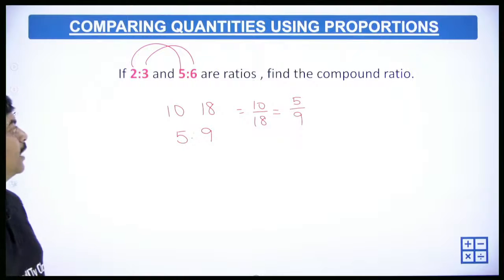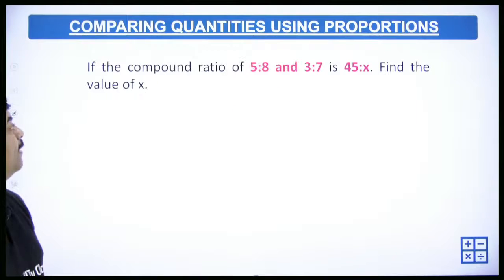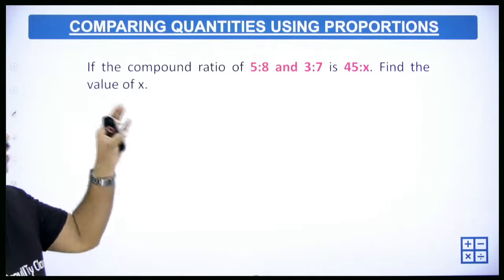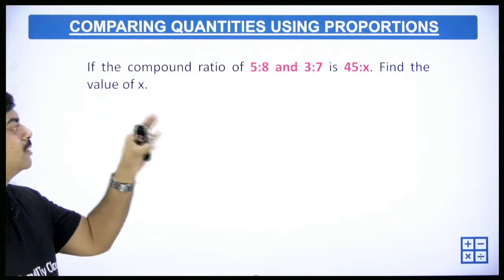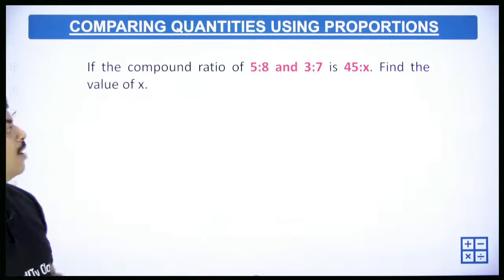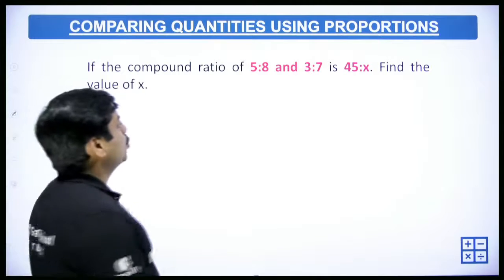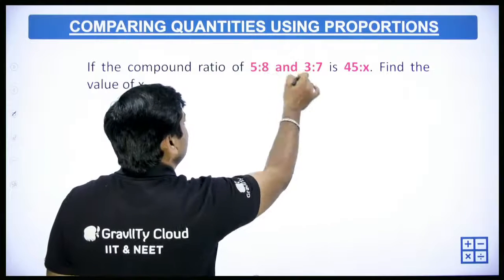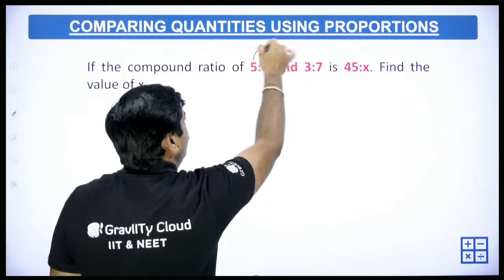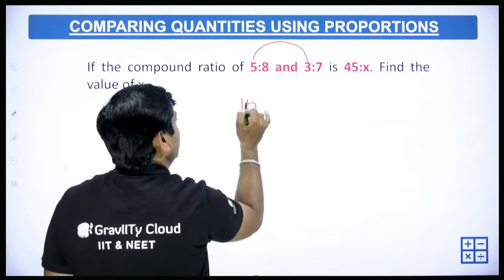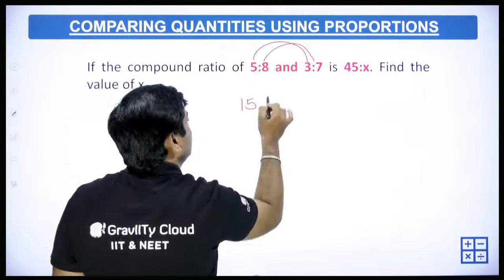Okay, so moving ahead, next one. If the compound ratio of 5 is to 8 and 3 is to 7 is 45 is to x, find the value of x. Compound ratio of 5 is to 8 and 3 is to 7: 3 5s are 15, 8 7s are 56.